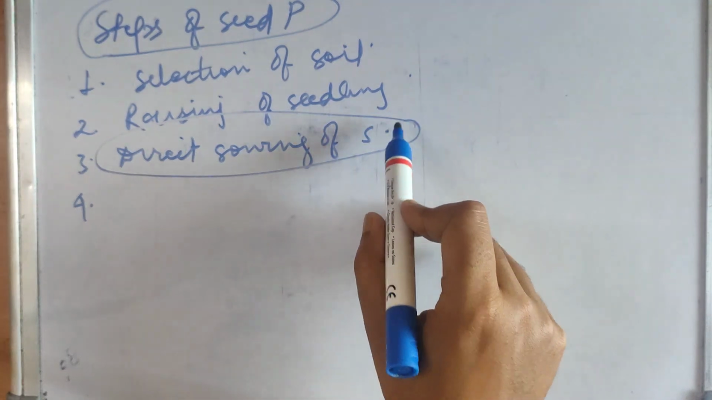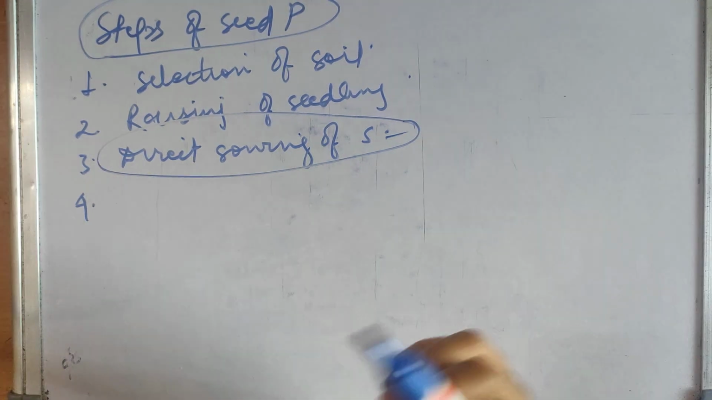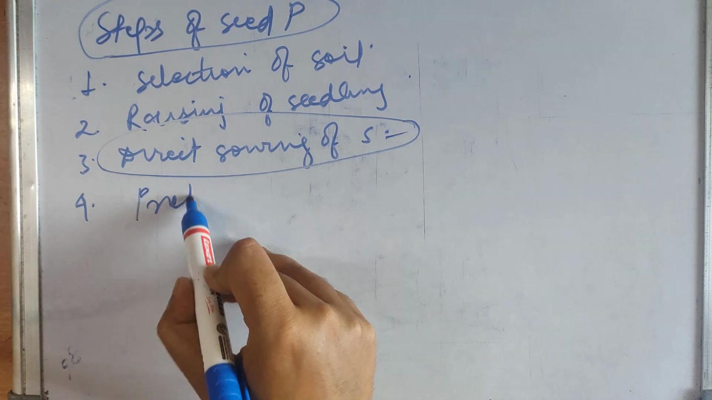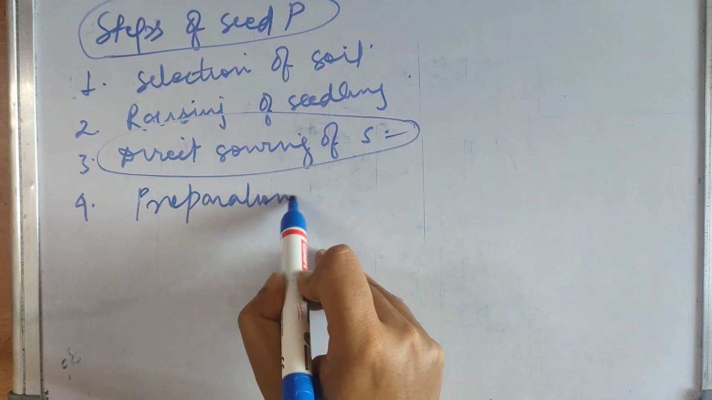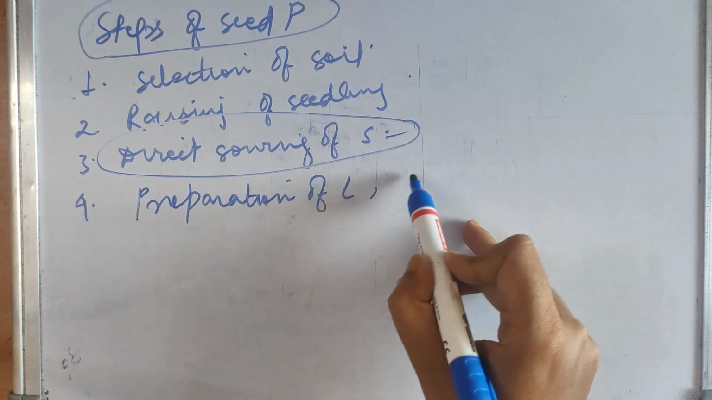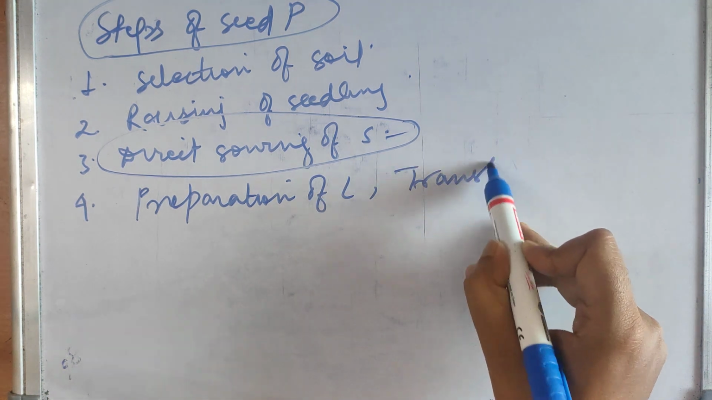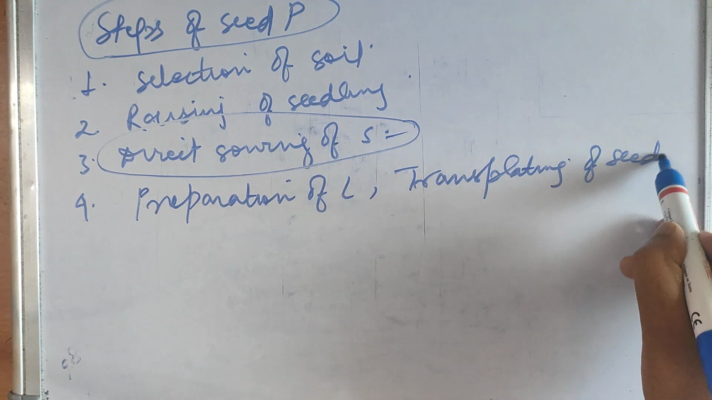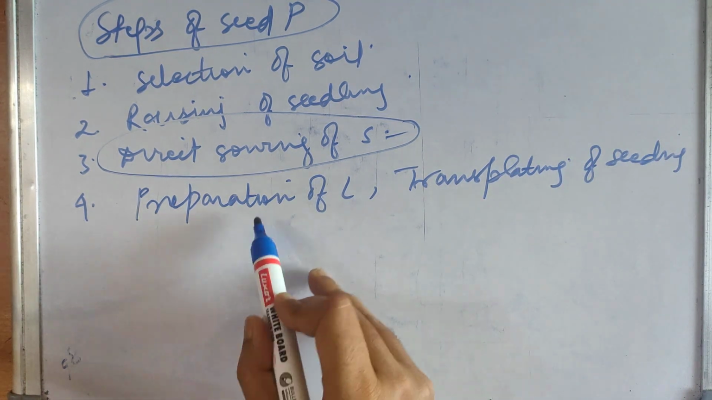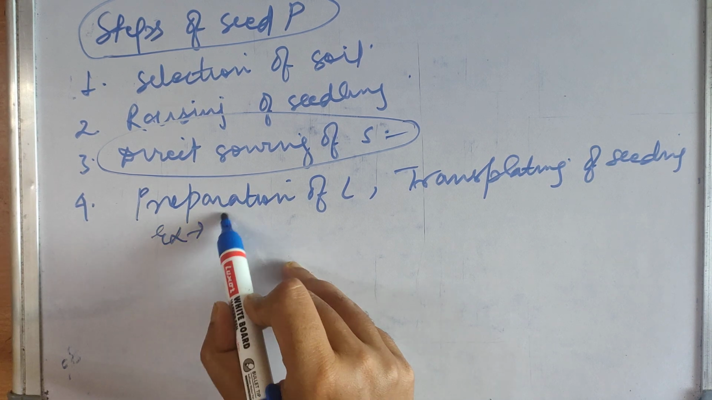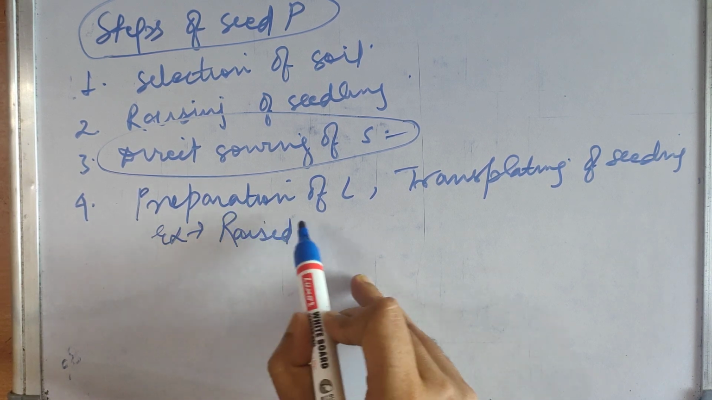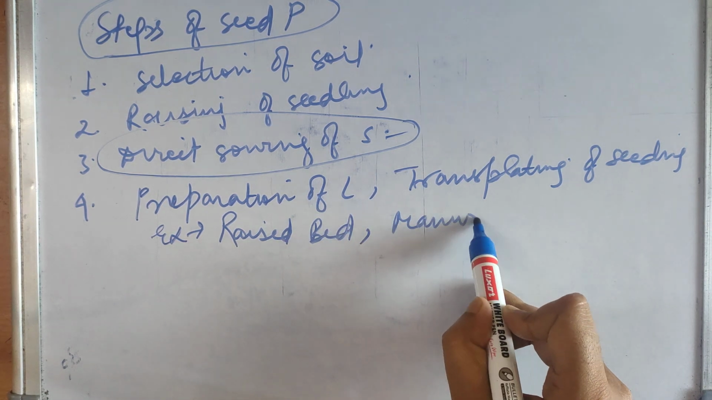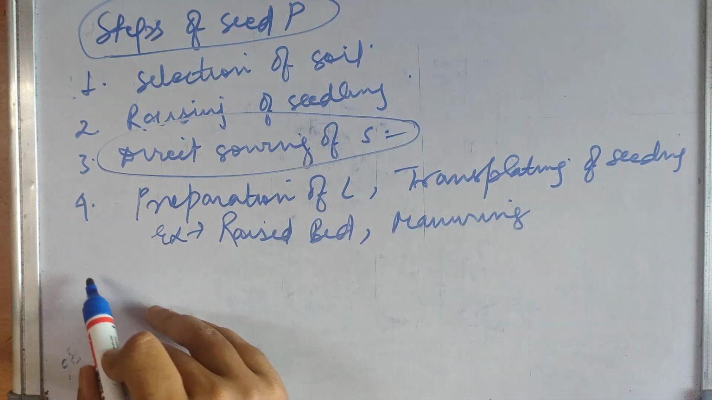Here we can direct sow the seeds, or when we are raising the seeds in nursery, then we need to transplant. So for transplanting, we need to first prepare the land, and then we will transplant the seedling from nursery. How do we prepare the land? For example, we raise beds. The land beds are raised in normal ground. We do manuring, etc. This is how we prepare lands.